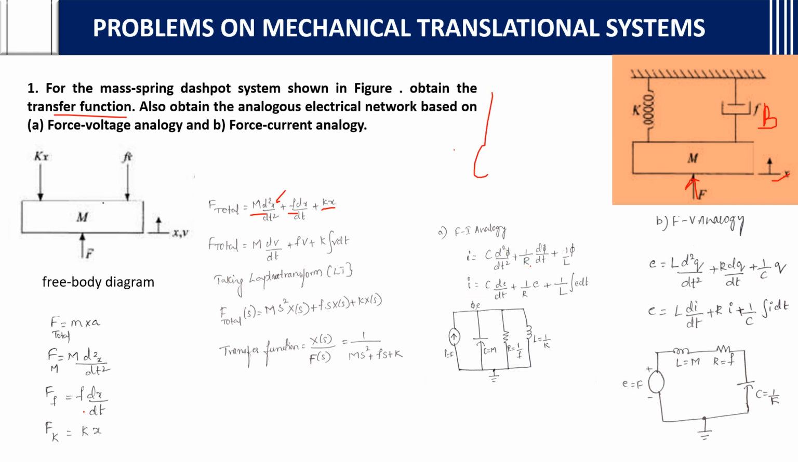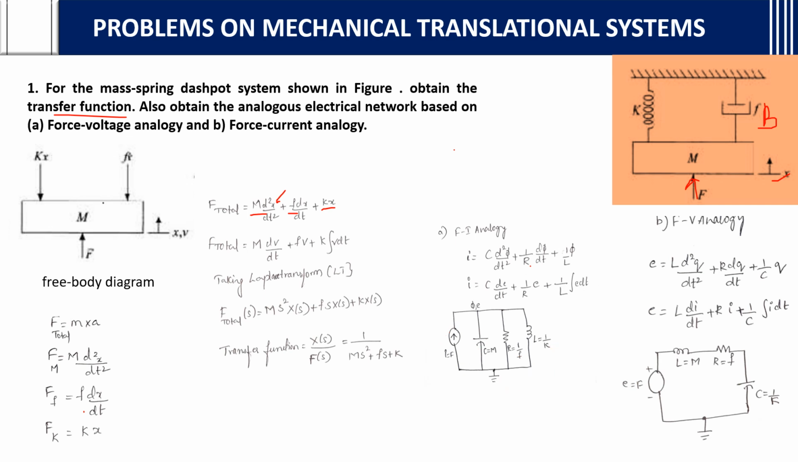We know that a current source will always be in parallel with the circuit elements, whether capacitor, resistor or inductor. So in the same way, I equals F, C equals M, R equals 1 by f, L equals 1 by K, and in parallel form you will connect them this way with the ground. Simple, only this much.